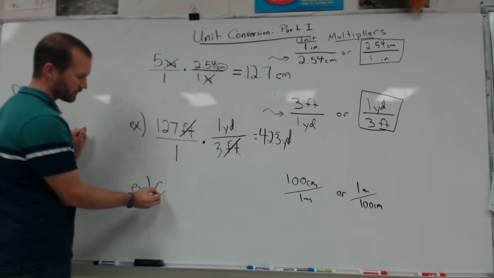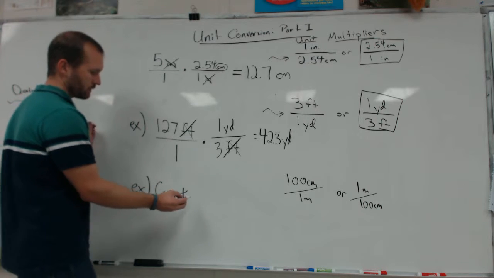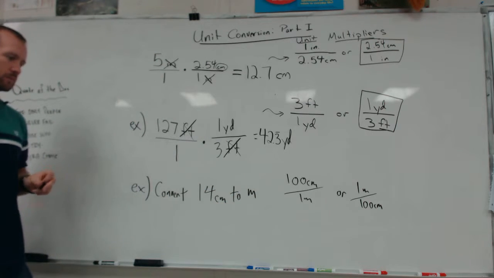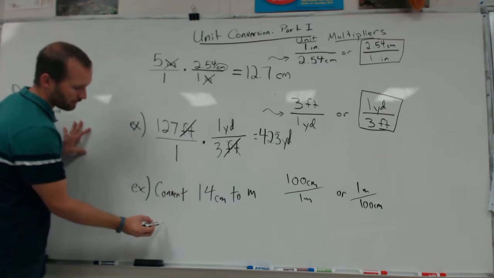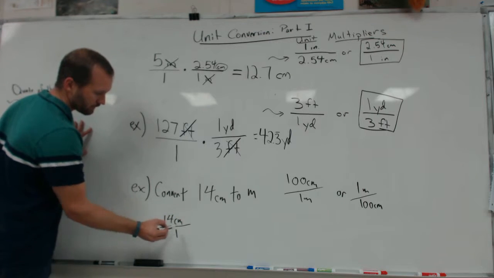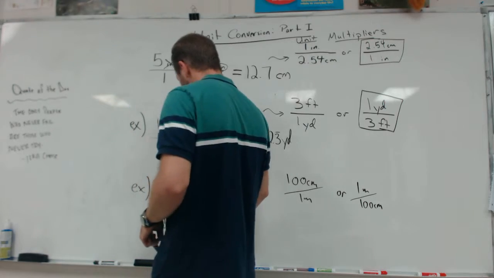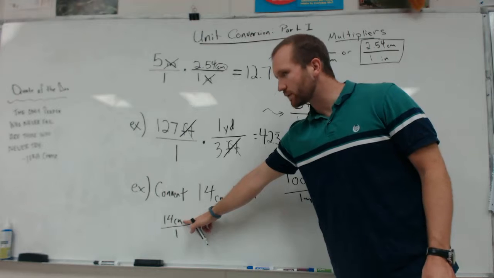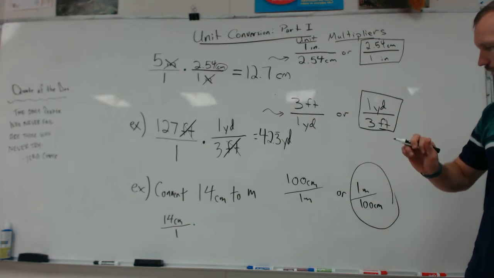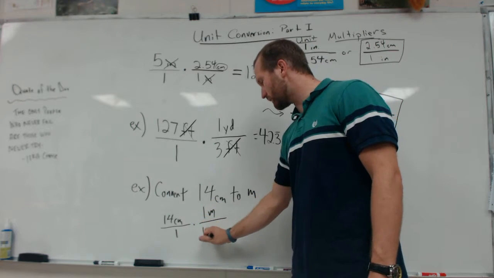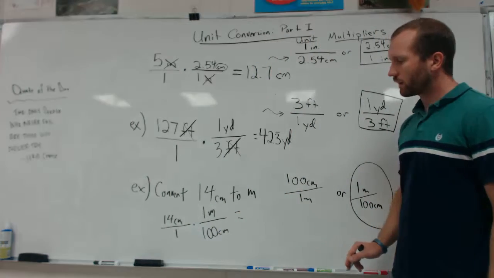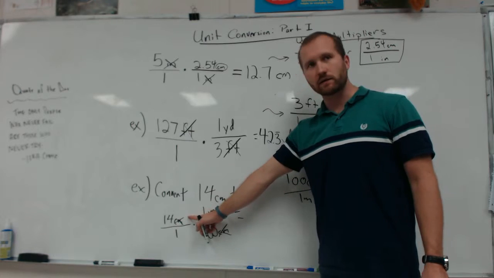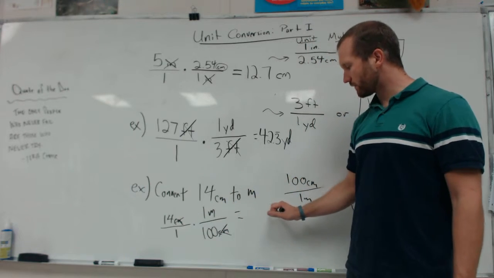Let's say someone said convert 14 centimeters to meters. Alright, first step. I'm going to write out 14 centimeters and I'm going to make it a fraction. Second step. Multiply times one of these two unit multipliers. I need to choose the one that has centimeters in the bottom. So I'm going to choose this one. So I'm going to multiply by 1 meter over 100 centimeters. Third step, cancel my units. Centimeters cancel because 1 centimeter is in the bottom and 1 is in the top. Meters are left, so my answer I know will be in meters.